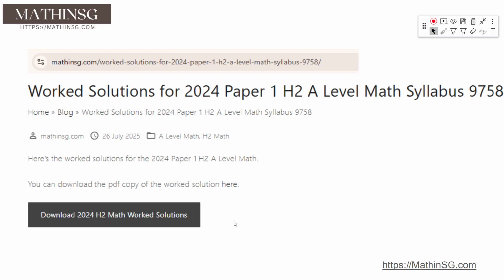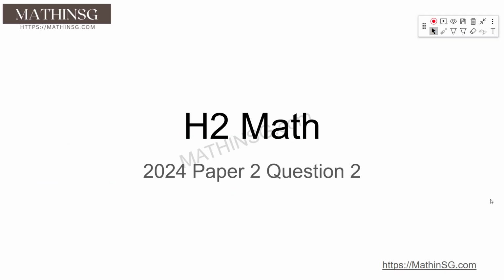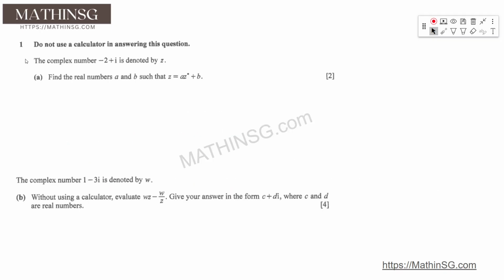So now let's get into this question. This question is a complex number question. You're given the complex number minus 2 plus i is denoted by z. Find the real numbers a and b such that z equals a z conjugate plus b.